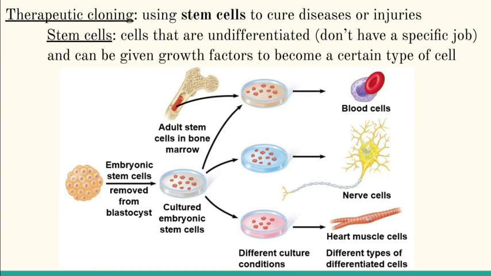Therapeutic cloning, this is when we use stem cells to cure diseases or injuries. So stem cells are cells that are undifferentiated. They don't have a job yet, and they can be turned into any sort of cell. So if you look at this diagram here, for example, you can apply certain growth factors to stem cells to allow them to convert into blood cells or nerve cells, whatever is needed to do this therapeutic cloning process.